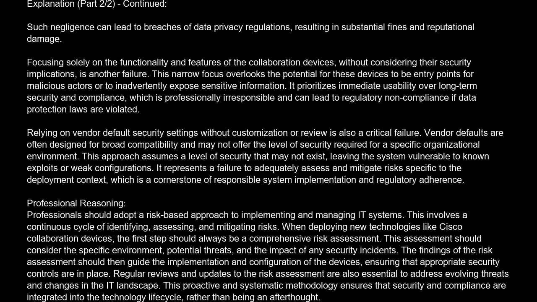The findings of the risk assessment should then guide the implementation and configuration of the devices, ensuring that appropriate security controls are in place. Regular reviews and updates to the risk assessment are also essential to address evolving threats and changes in the IT landscape. This proactive and systematic methodology ensures that security and compliance are integrated into the technology lifecycle, rather than being an afterthought.